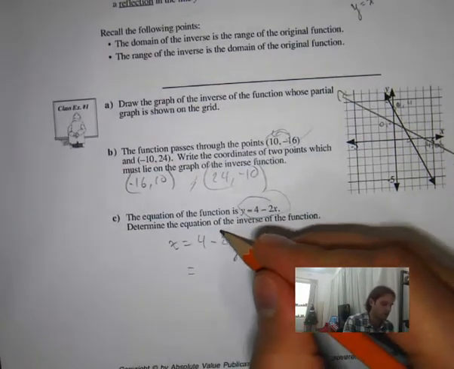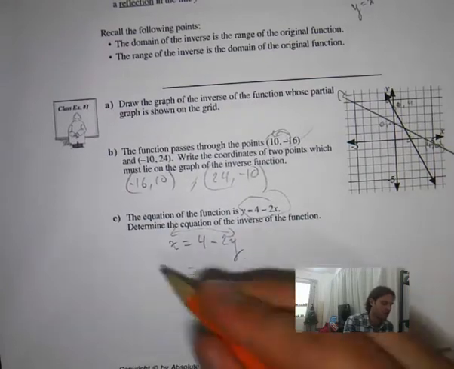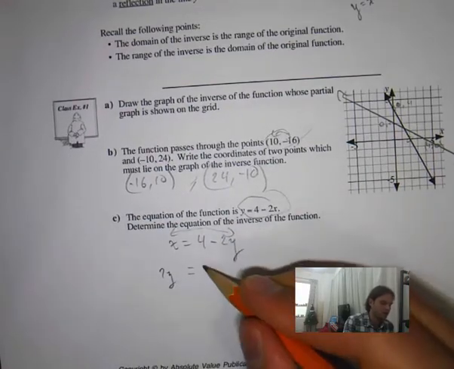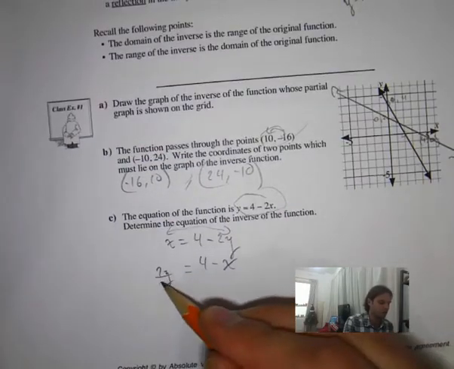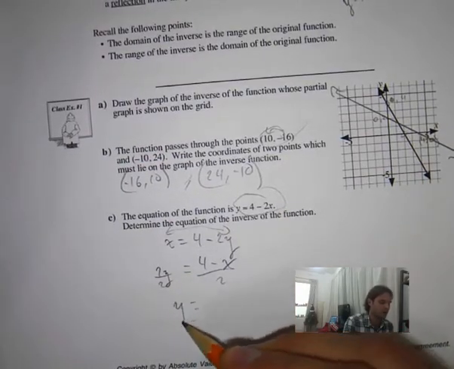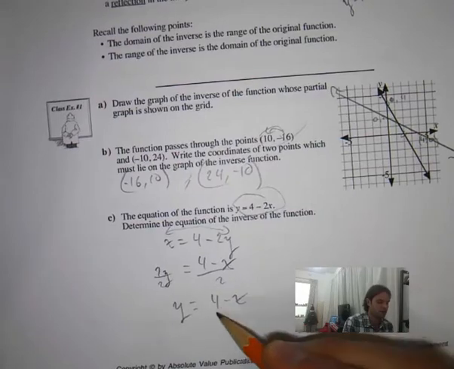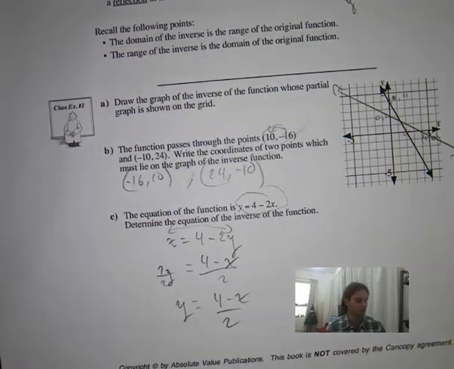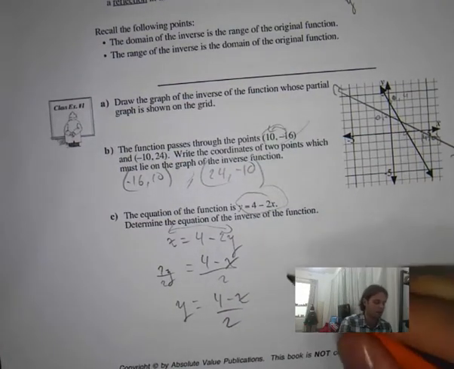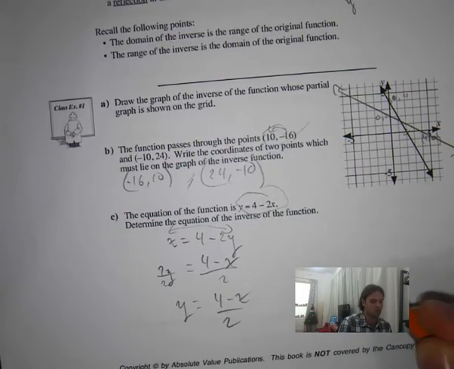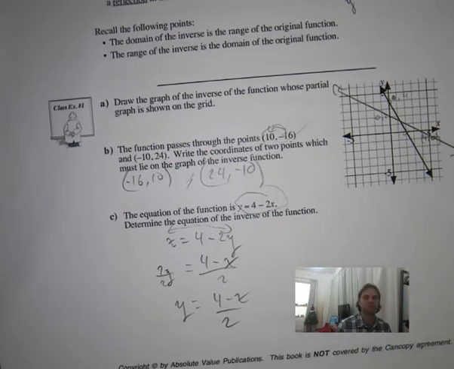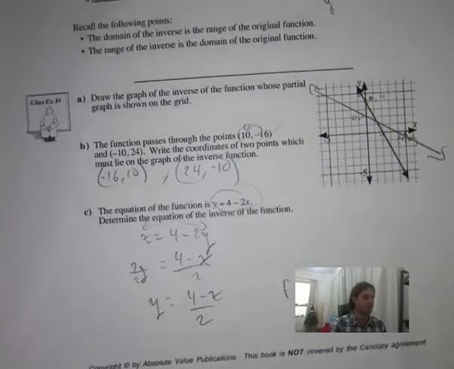First, I'm going to just swap these around here. Okay, so I get 2y, and y is isolated, is equal to 4 minus x. Now, divide both sides by 2. So I get y is equal to (4 subtract x) divided by 2. And that is my inverse. That's it. Or I could say f inverse of x is equal to (4 subtract x) divided by 2. And that's how we find my inverse.